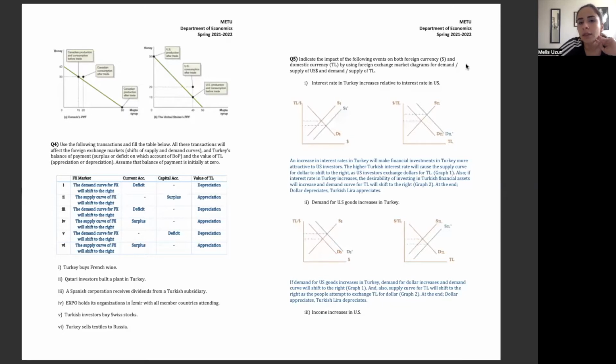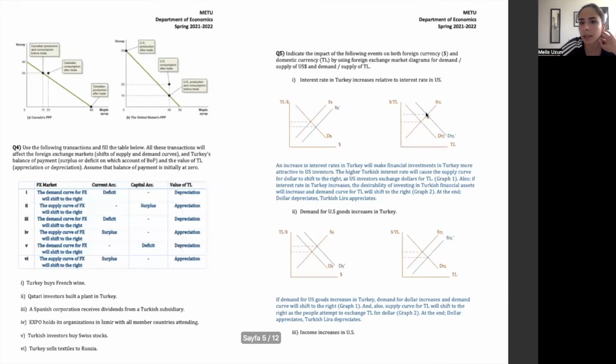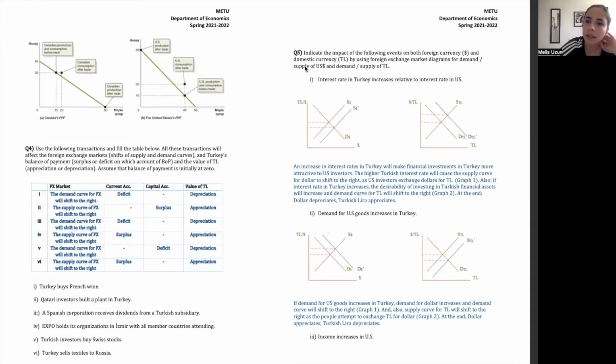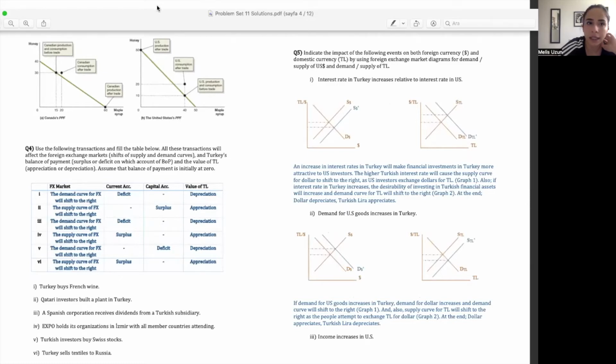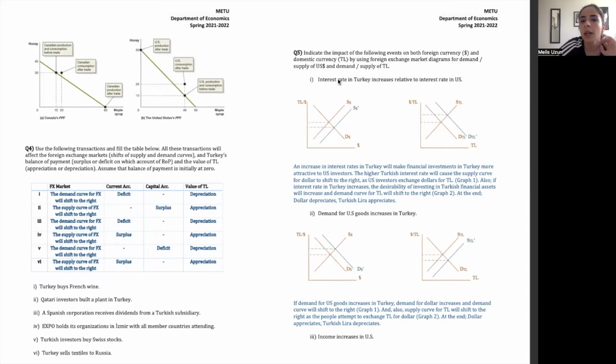So let's look at question 5. It says indicate the impact of the following events on both foreign currency and domestic currency by using foreign exchange market diagrams for demand and supply of US dollars and demand and supply of TL. So let me use a pen again. Okay, so it says interest rate in Turkey increases relative to interest rate in the US.